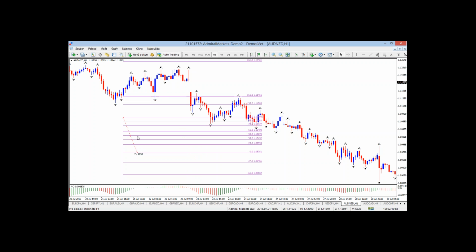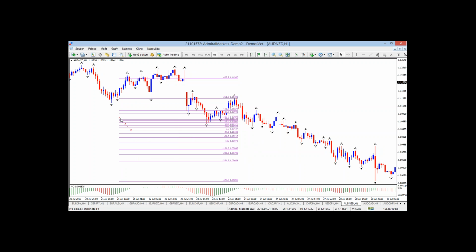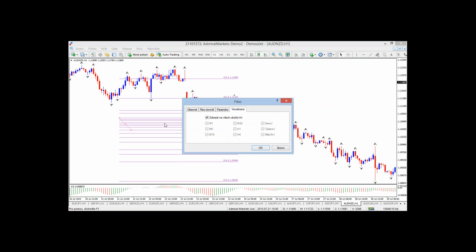Then the targets: minus 27.2, minus 61.8, minus 100, minus 161.8, minus 200, minus 261.8, and minus 423.6. All right, those are the targets. You can change it by double-clicking first with the left mouse, right-clicking on the fib, going to fib properties, fib levels, click on add, and put 0.382 for the 38.2 fib, or minus 0.618 for the target. Put down here minus 61.8 space %$ for the level.